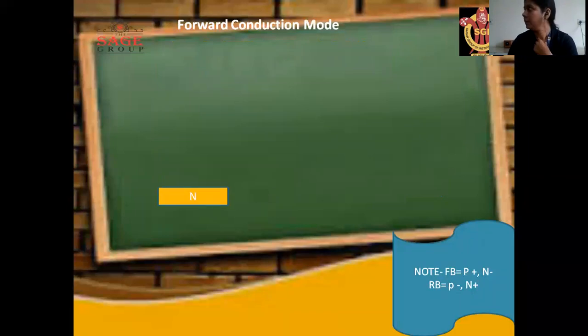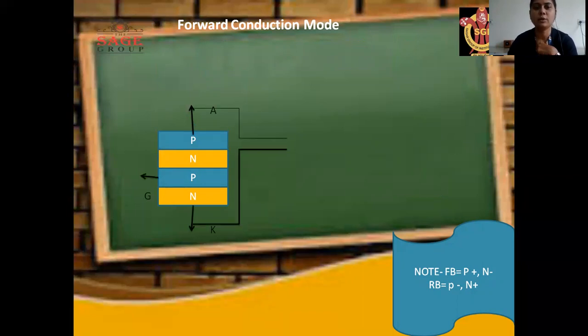In this mode, as we have already discussed in the forward blocking mode, the four-layer PNPN device is connected with forward bias, meaning the anode is connected with the positive and the cathode is connected with the negative. That is a forward bias. But in the blocking mode, conduction does not properly start. So now we will shift from the forward blocking mode to the forward conduction mode. How will we do this?